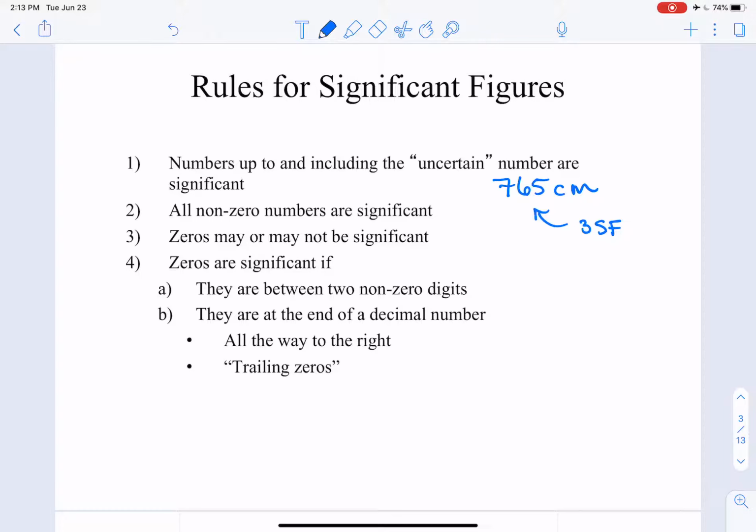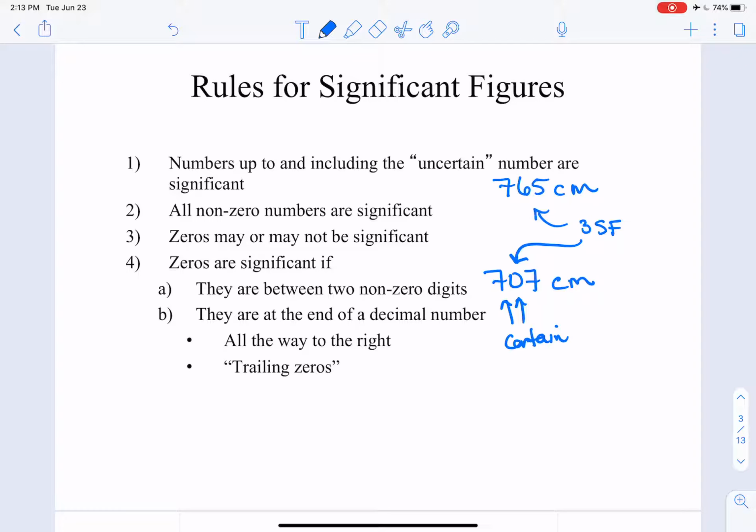Now, zeros may or may not be significant. Zeros are kind of funny. So zeros are significant if they're between 2 non-zero digits. So say someone told you that object X is 707 centimeters long. That 0 is in between 2 non-zero digits, so this measurement here also has 3 significant digits. So the first 2 we would be certain about.